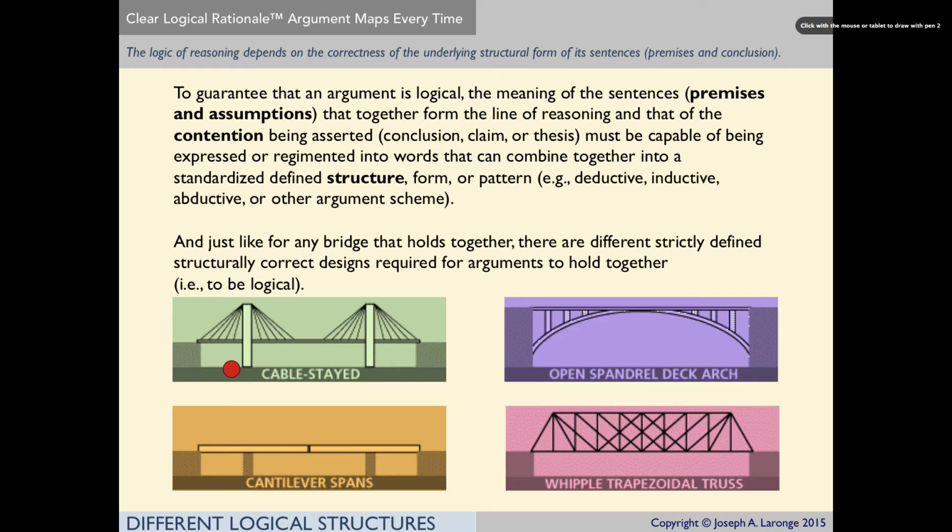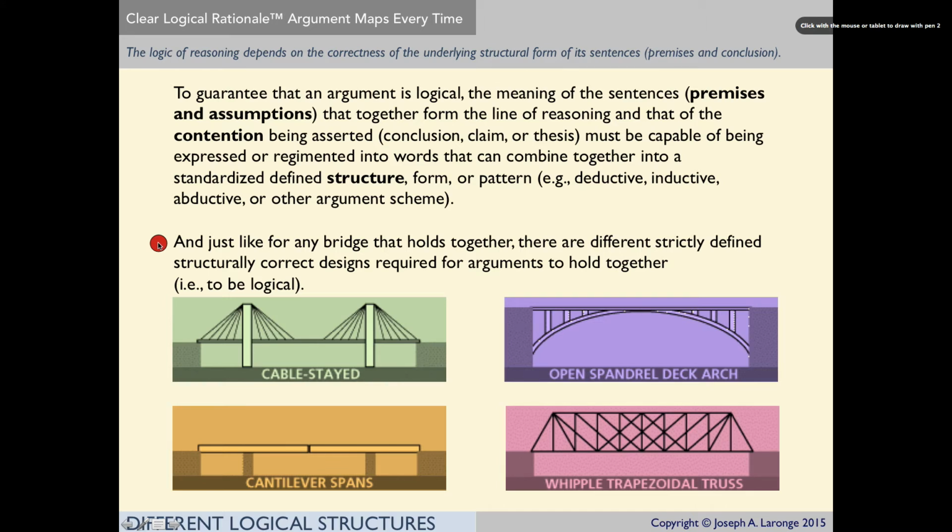Well, to be sure, to guarantee that an argument is logical, the meaning of the sentences, the premises and the assumptions that together form the line of reasoning, and the contention being asserted, must be capable of being expressed or regimented into words that can combine together into a standardized, defined structure, form, or pattern. This can be a deductive form, inductive form, abductive argument scheme. Now, you don't have to know what these mean, because with the logic bridge, this is a generalizable, universal pattern of reasoning that can accommodate any kind of pattern. Any other pattern is subsumed or contained within the logic bridge.